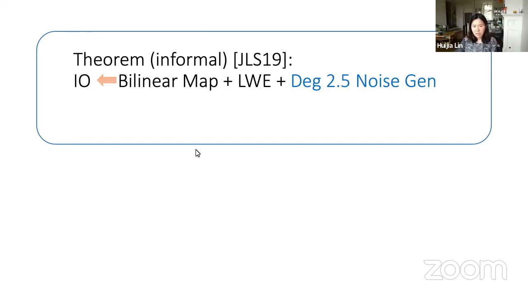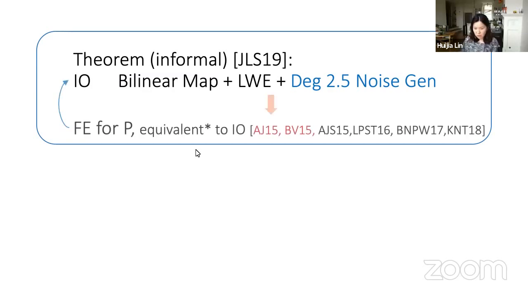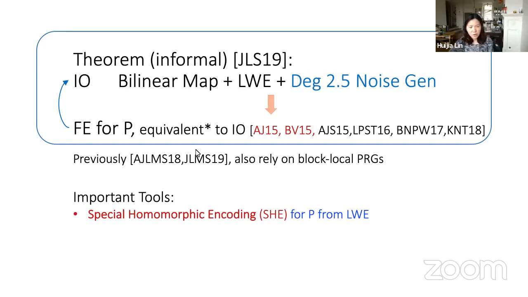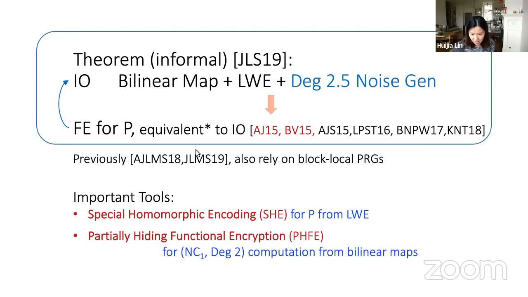More accurately, we actually use the tools to build functional encryption for P directly, which as previous work has shown is more or less equivalent to IO up to some security loss. Just to mention again, previous works also needed to rely on block-local PRGs in this theorem, and the latest work got rid of it. There are two important tools in this theorem. One is what we call special homomorphic encoding, and the other is what we call partially hiding functional encryption, which I will introduce in the rest of the talk.